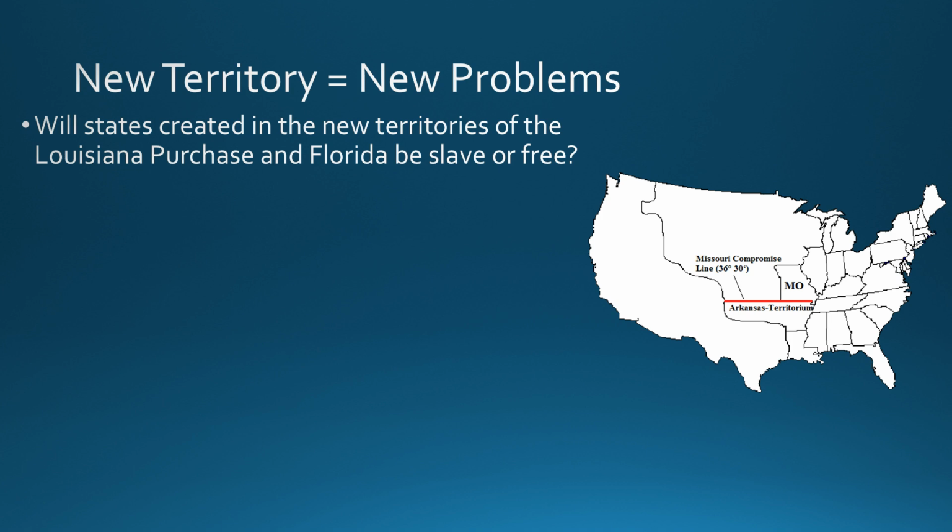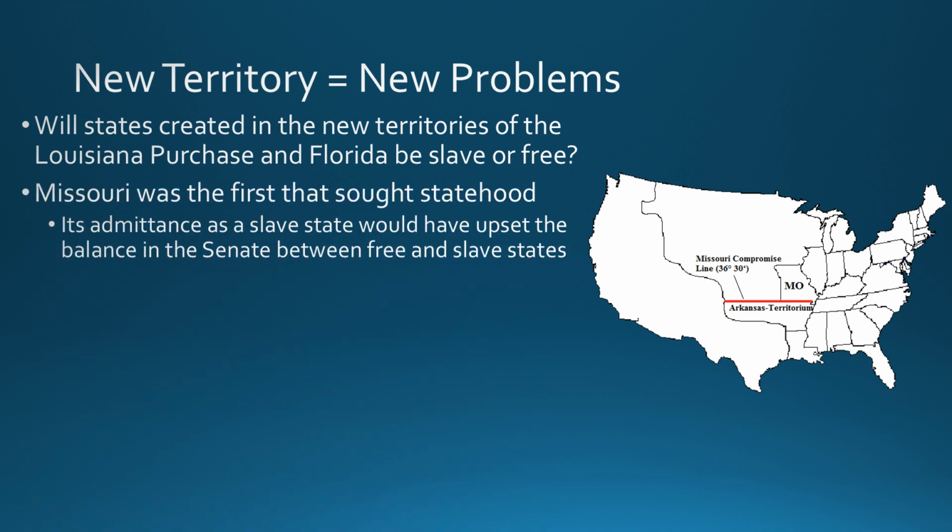The addition of so much new territory in the early 1800s, between the areas of Florida and the Louisiana Purchase, all of this led to a difficult question for the federal government to answer. The question was, will the states created in the new territories of the Louisiana Purchase and Florida be slave states or free states? This problem first cropped up when Missouri sought statehood.